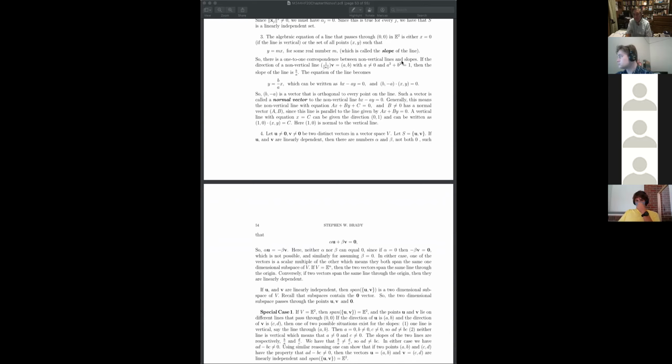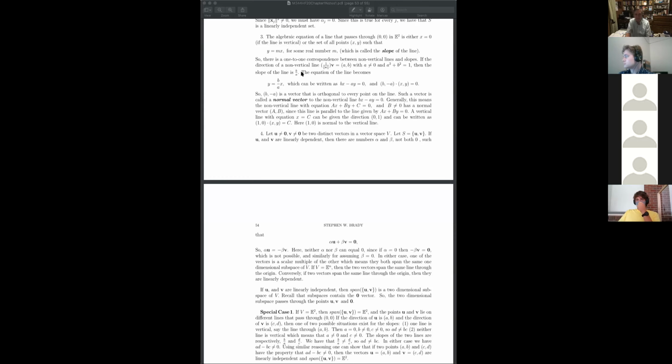Every slope is a non-vertical line. You guys know that. If the direction is given by a vector, that's what a direction is, and remember, this direction is length 1, then what's the slope of the line? It turns out to be b over a. Now, you might not have thought much about that, but you can now. If I have a direction (a, b), the slope of the line is b over a.